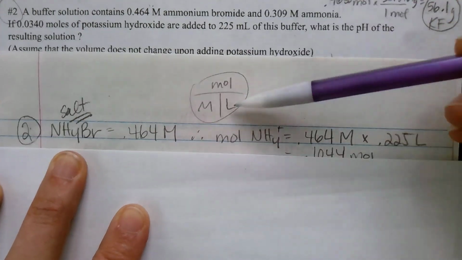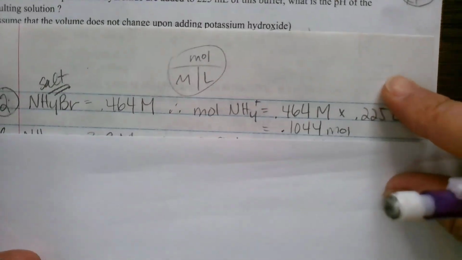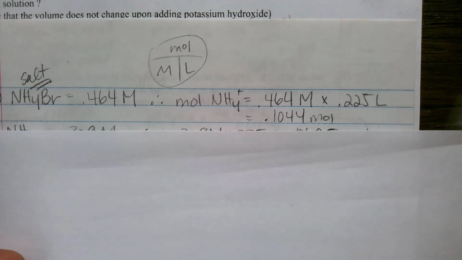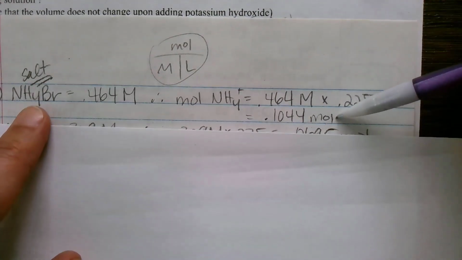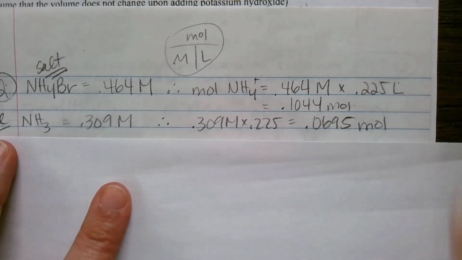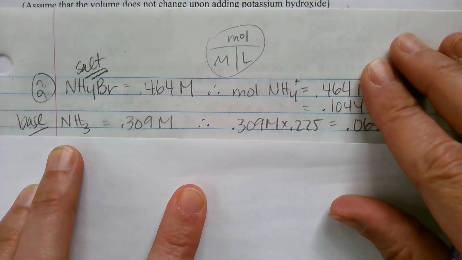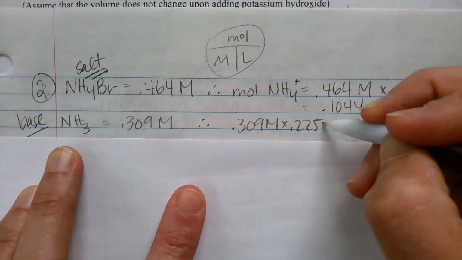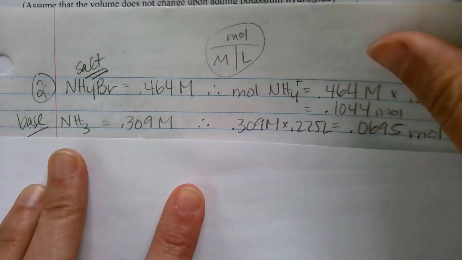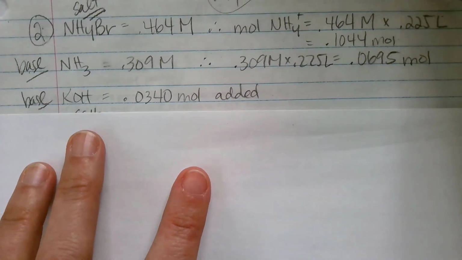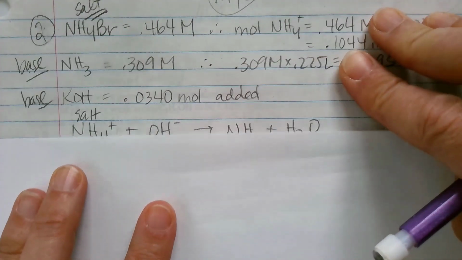Again, to find moles, we take concentration times volume. So I'm going to take my 0.464 molar times 0.225 liters to get 0.1044 moles of our salt. I'm going to find moles of my base by taking 0.309 molar times 0.225 liters. I get 0.0695 moles of my base. And of course I'm given more base, more potassium hydroxide, 0.0340 moles added.